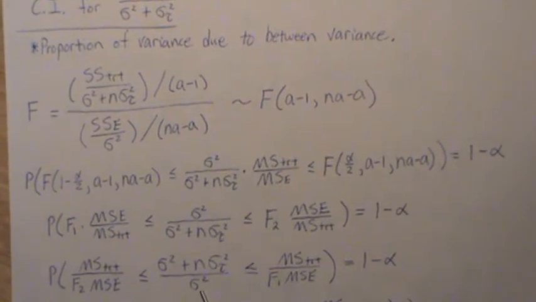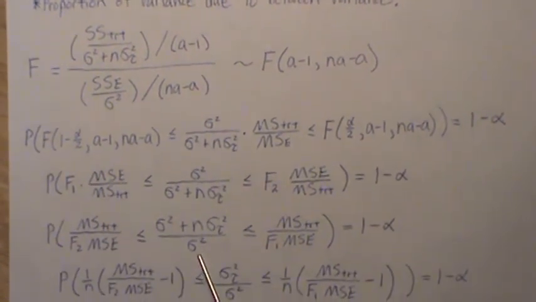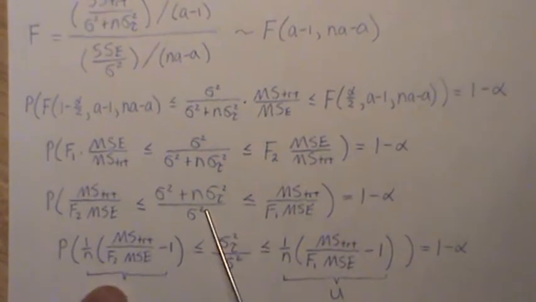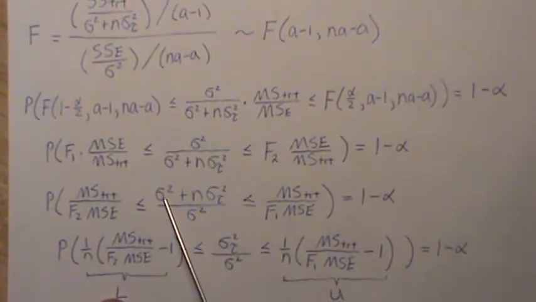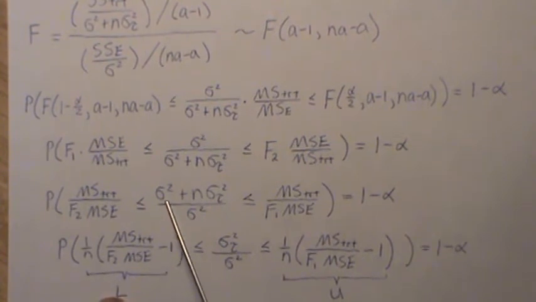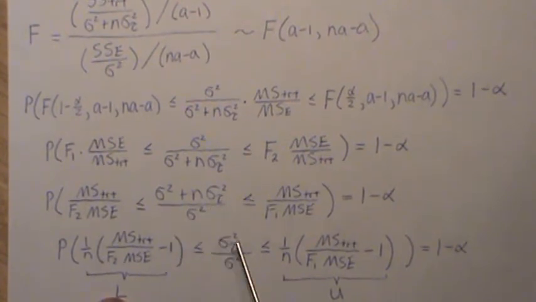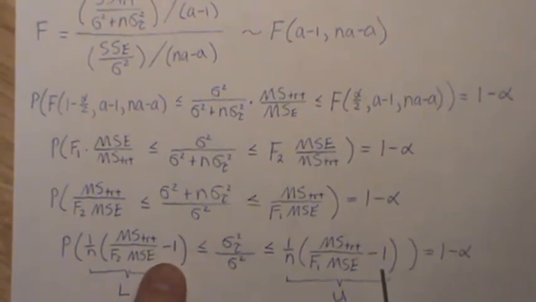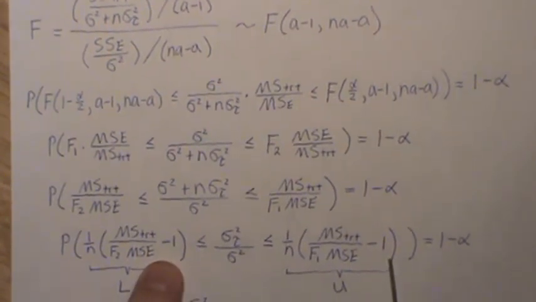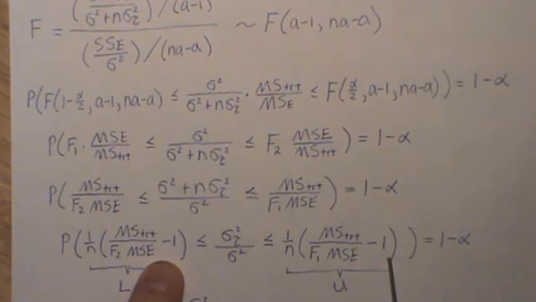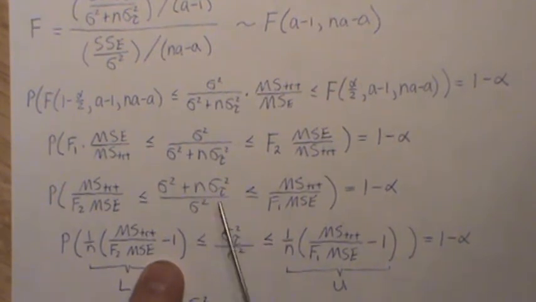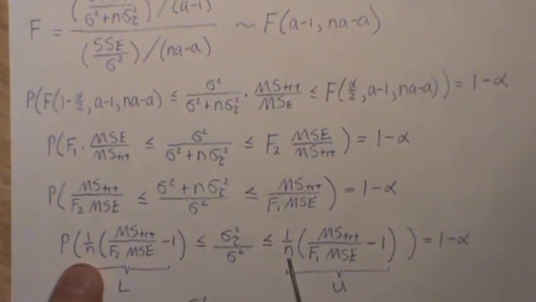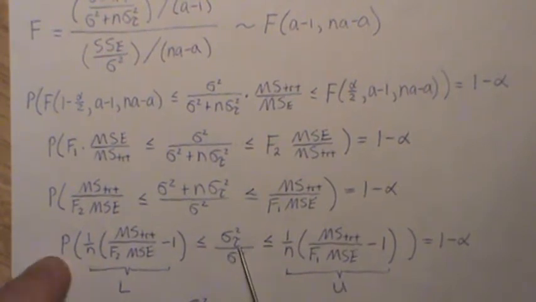Then we took the reciprocal. Now if we put this over this, it's 1 plus this, right? So we subtract the 1 from both sides. That's what this piece is right here. Then we divide both sides by n. That's what this is, and then we're left with this ratio.